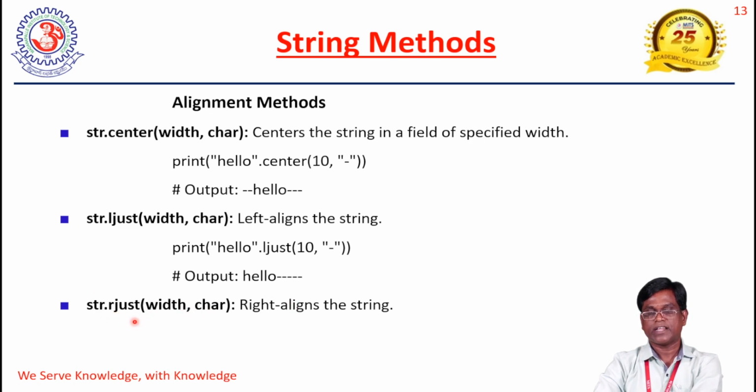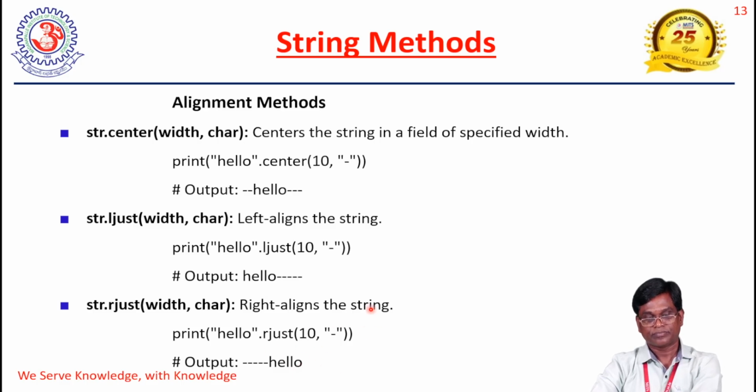So this particular method will align the string towards the right side. If you observe the output here, at the left side, the blank spaces are filled with the hyphen character, and the string is aligned towards the right side. So these are alignment methods that we can apply on strings.